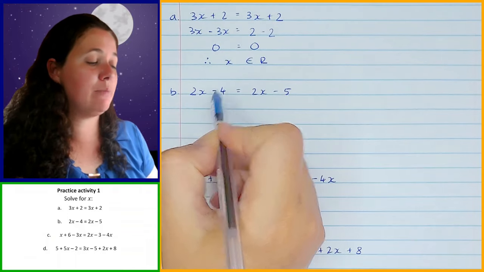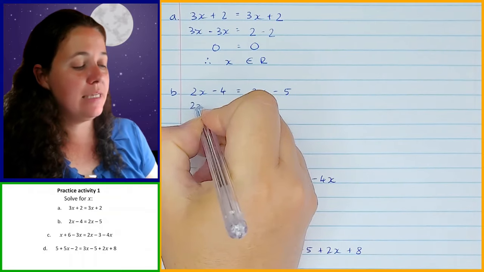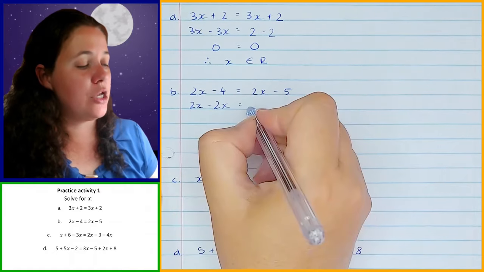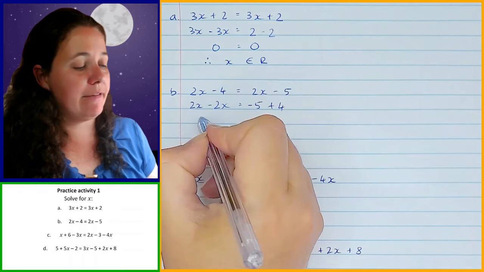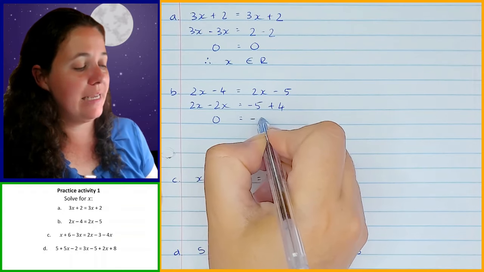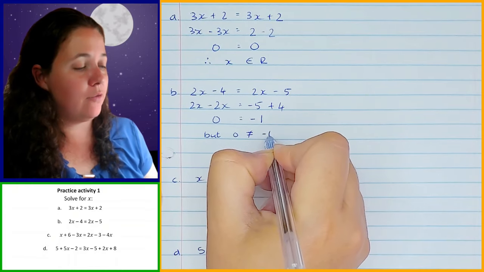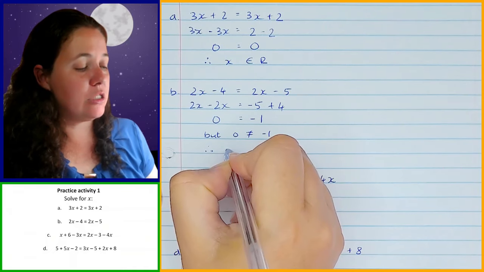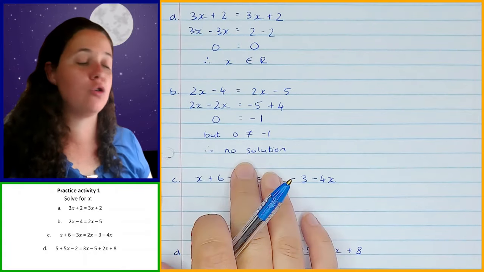Question B, we've got 2x minus 4 equal to 2x minus 5. Same thing as we did in the previous one, I'm going to take this 2x and subtract it on both sides, equals. On this side I have minus 5, I'm going to take this minus 4 and add it on both sides, plus 4, and that gives me 2x minus 2x is 0, equal to negative 5 plus 4, which is negative 1. But I know that 0 is not equal to negative 1. It's impossible. It can't happen. So therefore, there is no solution. So that's what you should have got for question B, that there is no solution.